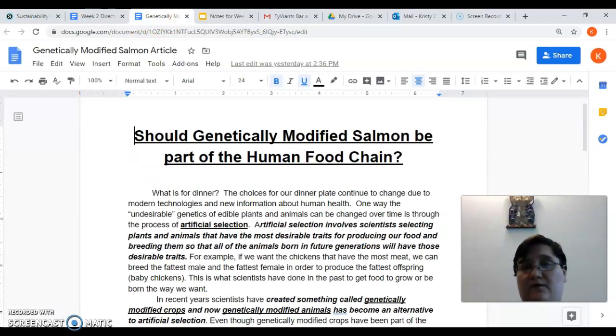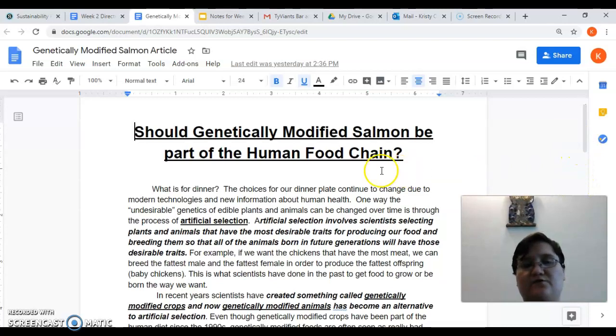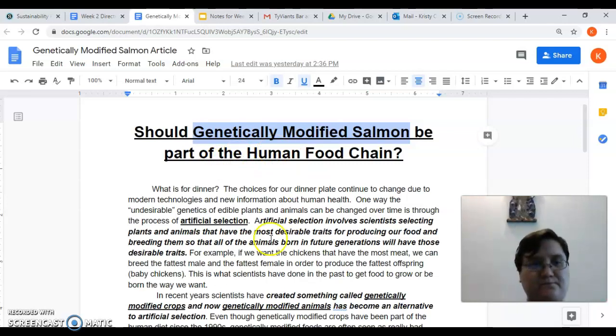Alright, so I'm going back to my article here. The first thing I'm going to do here is read my title. Should genetically modified salmon be part of the human food chain? Well, if I'm a student, I probably don't know what this means, genetically modified salmon. So that's going to be the first thing I'm looking out for in my article, like what does that even mean? Part of the human food chain just means should we be able to eat it. So the title is saying, should we be able to eat genetically modified salmon?